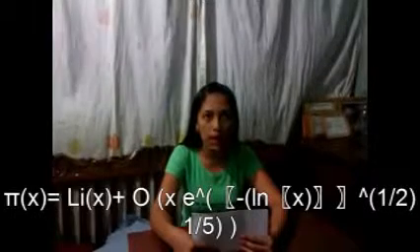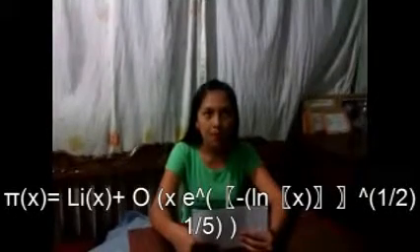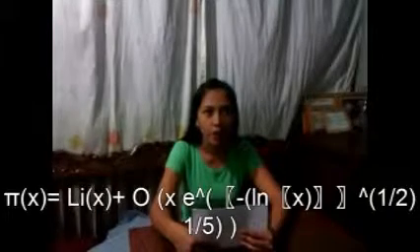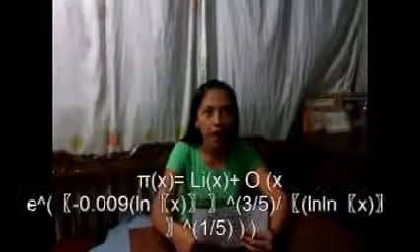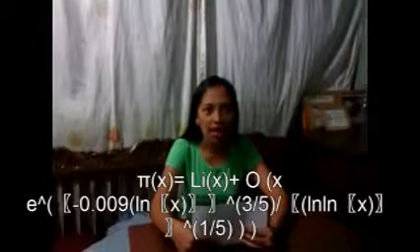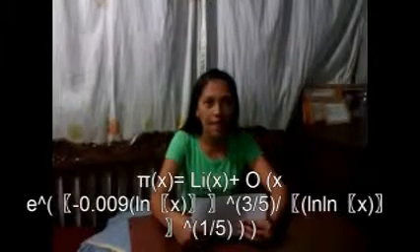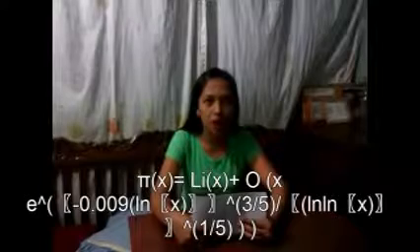As shown by Koch in 1901 (Havil 2003, page 205), some limits obtained without assuming the Riemann hypothesis are pi of x equals Li of x plus O of x times e to the power of minus natural log of x to the power 1/2 divided by 15, and pi of x equals Li of x plus O of x times e to the power of minus 0.009 times natural log of x to the power 3/5 divided by natural log of natural log of x to the power 1/5.